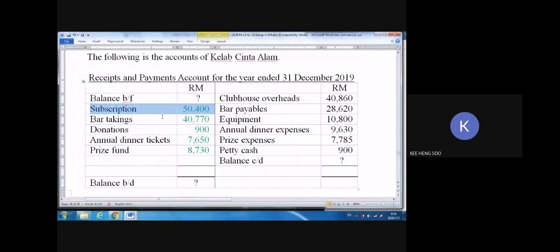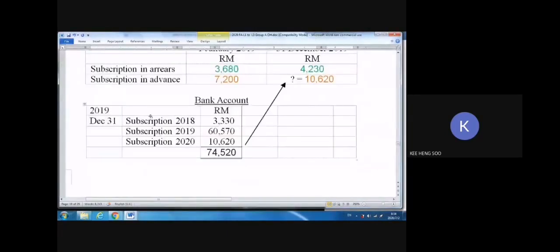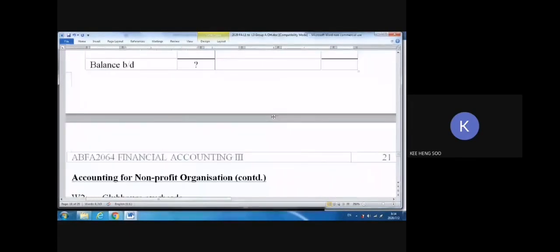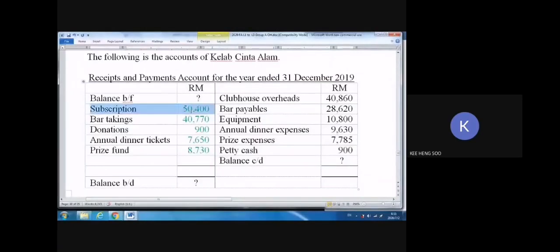In the last week's lecture, you saw the question breakdown for your subscription. Out of the 74,520, the breakdown is last year 3,330, this year 60,000, next year 10,000. That's why you can get your in advance. But today, this question is silent. They just give you the total amount. Bar takings, donation, annual dinner tickets, and so on.